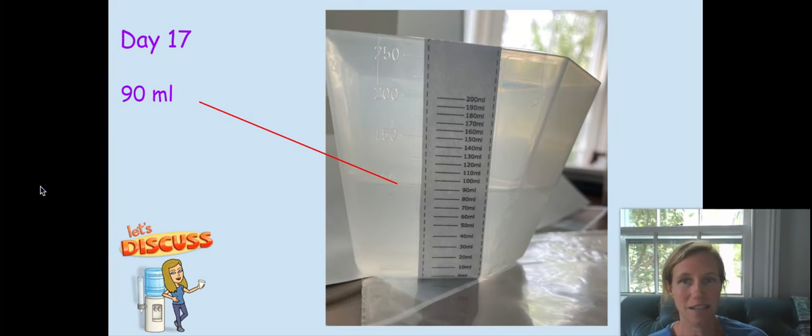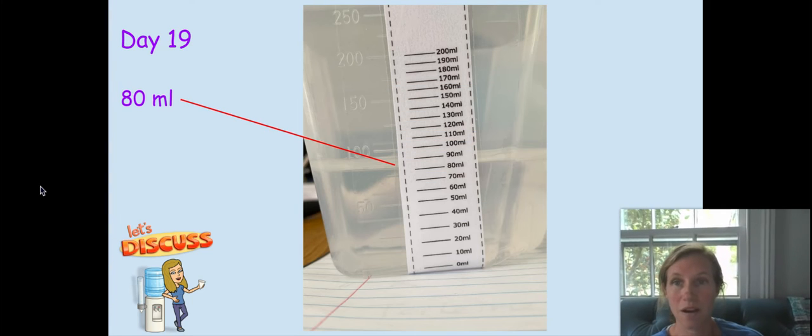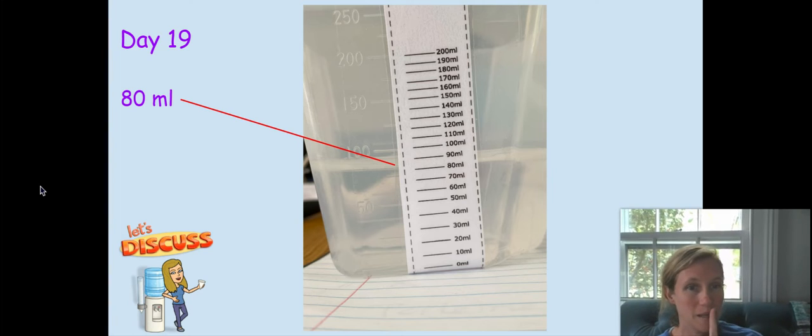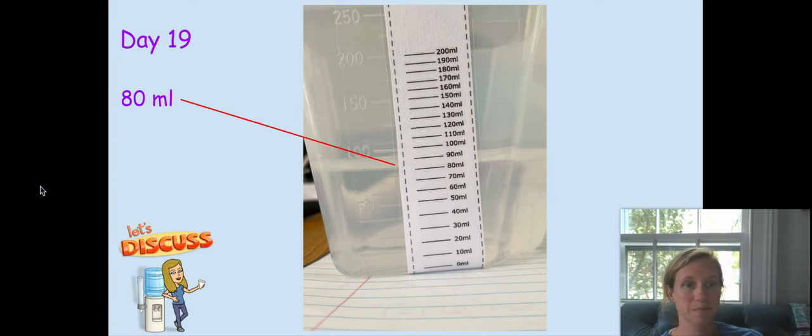Let's check day 17. On day 17, we got a reading of 90 milliliters. On day 19, we were down to 80 milliliters. I wonder what happened on day 18. If we were on 90 milliliters on day 17, and now we're at day 19, we're at 80. I wonder what happened on day 18.